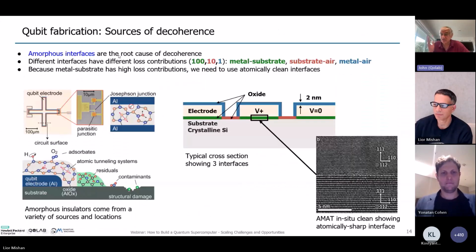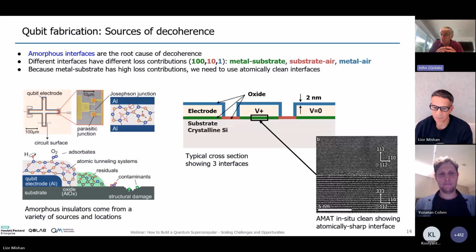So in this process, we're trying to improve every step, and we know how to improve every step. This is a slide talking about the main decoherence mechanism, which are interfaces between the various metals, substrate, and air. The most important one is between the silicon and the metal. And you want to make that very clean.